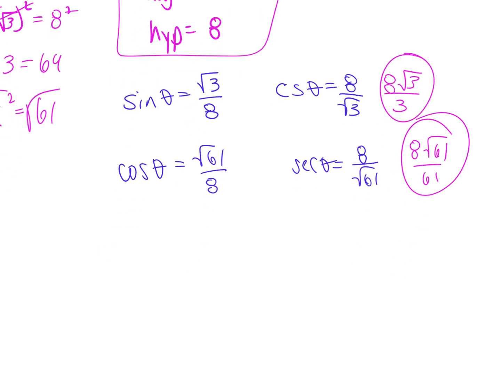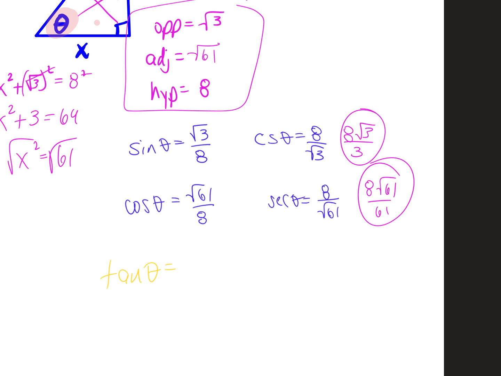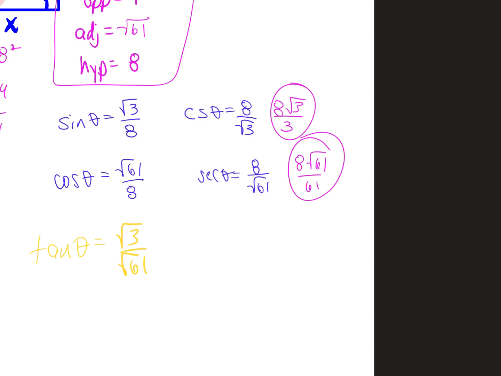And then this one, our tangent's going to be a little yucky. Tangent is going to be opposite over adjacent. So the square root of 3 over the square root of 61. When you rationalize, guys, what is 61 times 3? What is it? 183. So square root of 183 over 61.